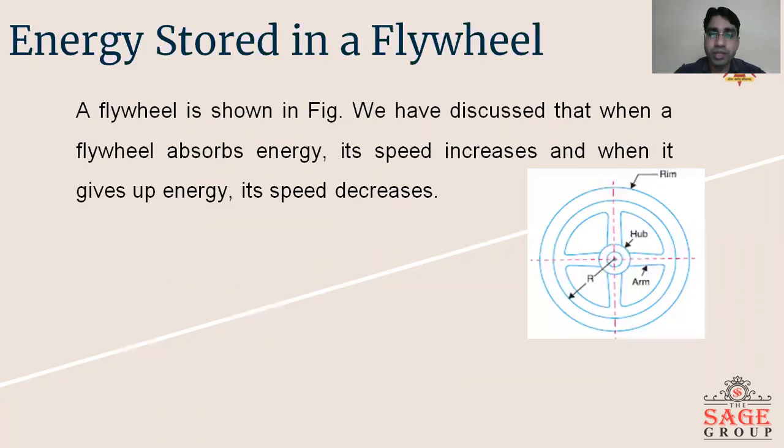Now we have to calculate the energy stored in a flywheel. This is the kinetic energy, and here we have to calculate the maximum fluctuation of energy. A flywheel is shown in the figure, and we have discussed that when the flywheel absorbs energy, its speed increases, and when it gives off energy, its speed decreases. So now we'll start the derivation.